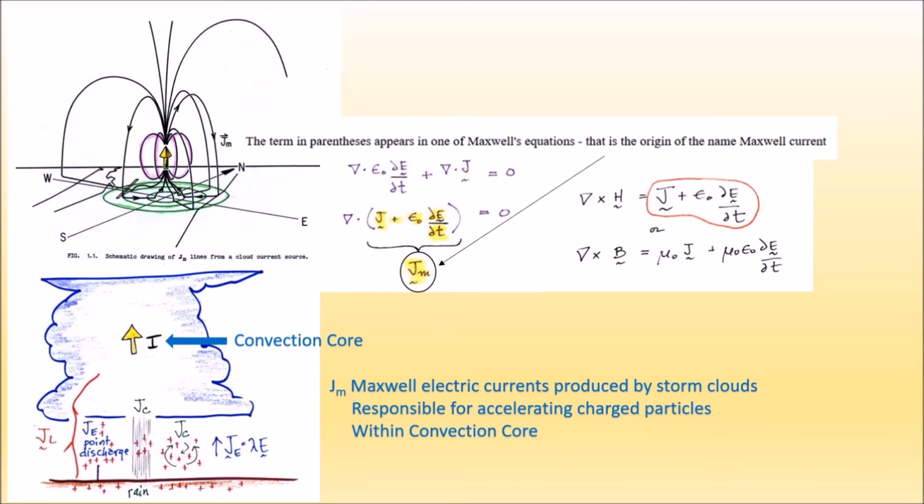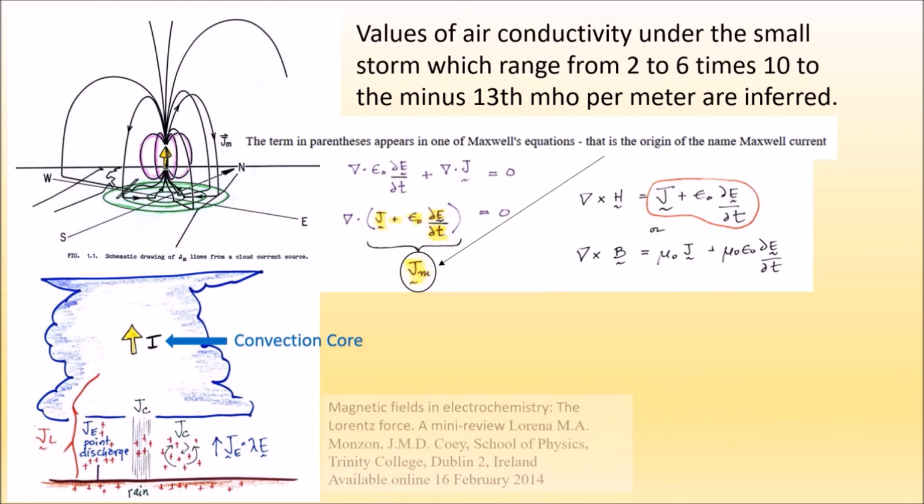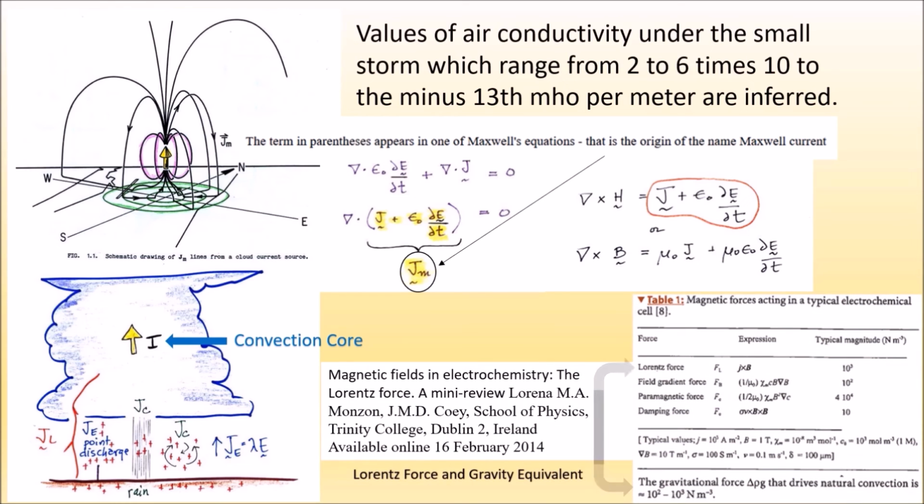Values of air conductivity under the small storm, which range from 2 to 6 times 10 to the -13th mho per meter, are inferred. Data are presented which indicate that the area average Maxwell current is not usually affected by lightning, and instead varies slowly throughout the evolution of the storm. In light of this, it is suggested that cloud electrification processes probably do not depend on the cloud electric field as much as on the more slowly varying storm dynamics and meteorological structure.